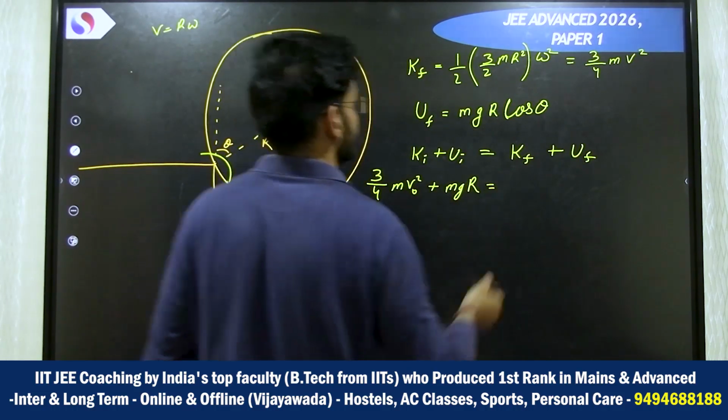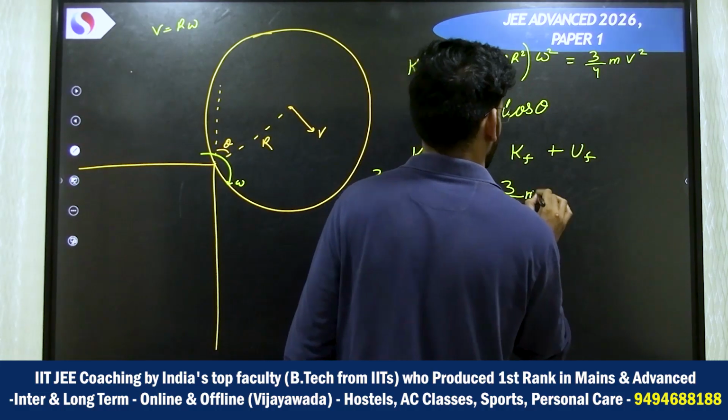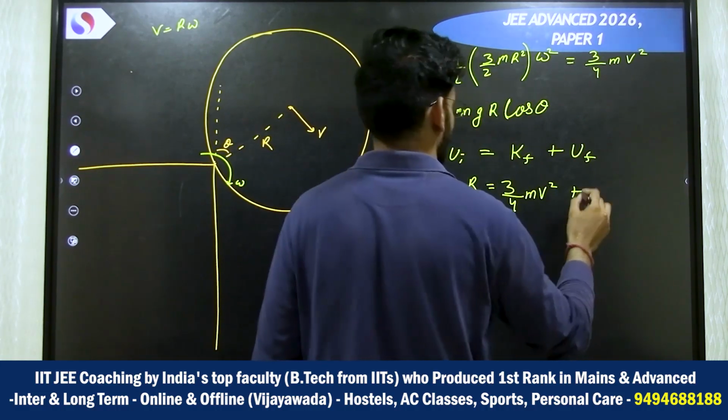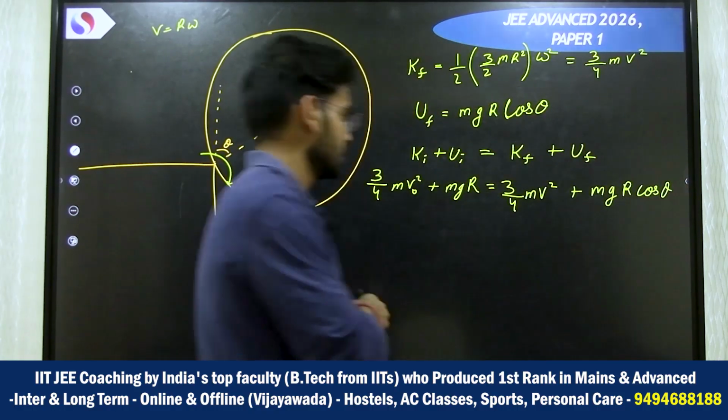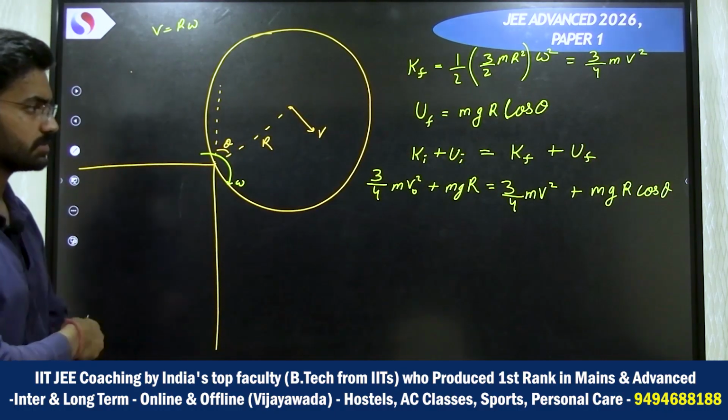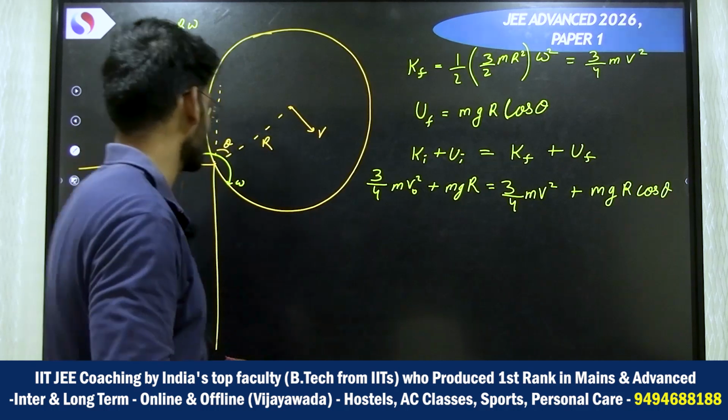Is equal to kinetic energy final, which is what? 3 by 4 m v square plus potential energy final, which is what? mgR cos theta. Now see, the problem is v is also a variable and theta is also a variable, right? So how to solve for that?